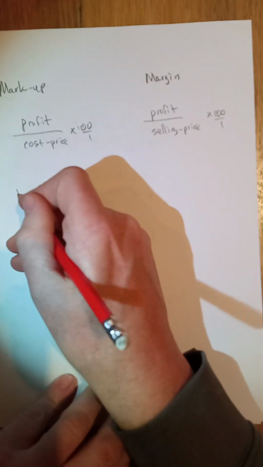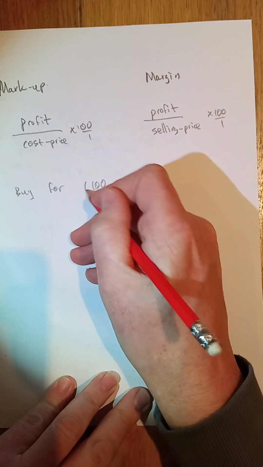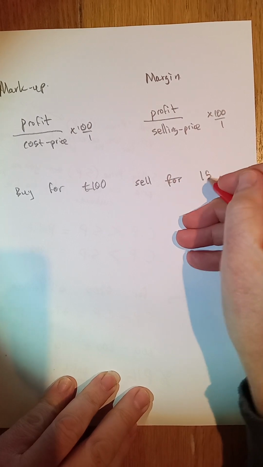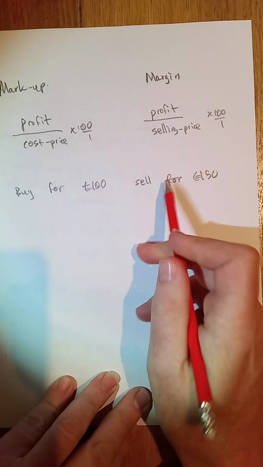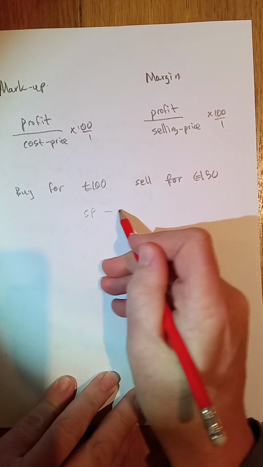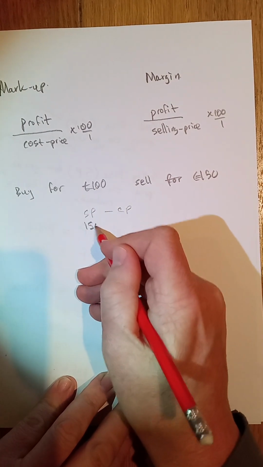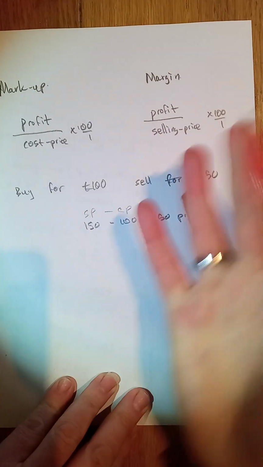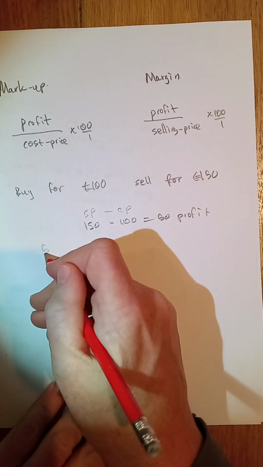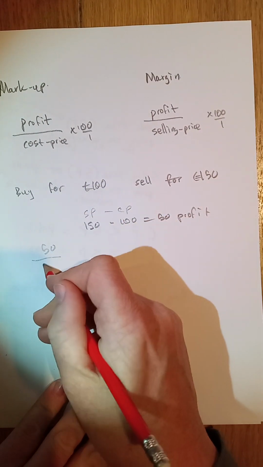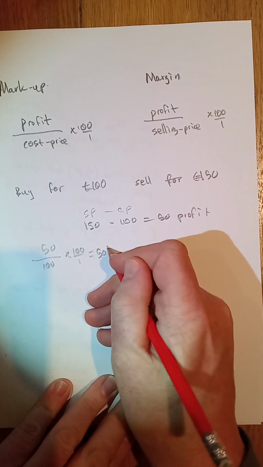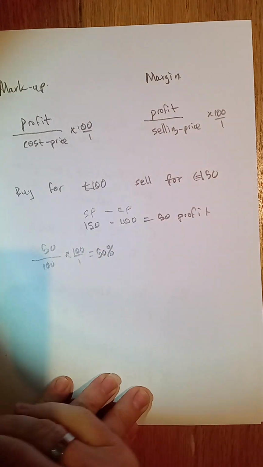Okay, let's say I buy for 100 and sell for 150. So there's our selling price. So SP minus CP, so that's 150 minus 100 is 50 profit. It's positive, so it's profit. So let's get our markup. I'm going to take my profit, divide it by my cost price, which was 100, and multiply it by 100 over 1. And I get 50%. So that's a 50% markup, or percentage profit.